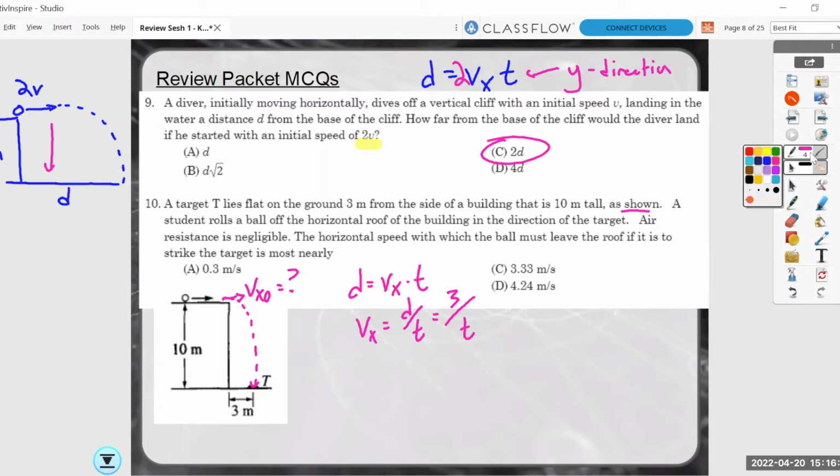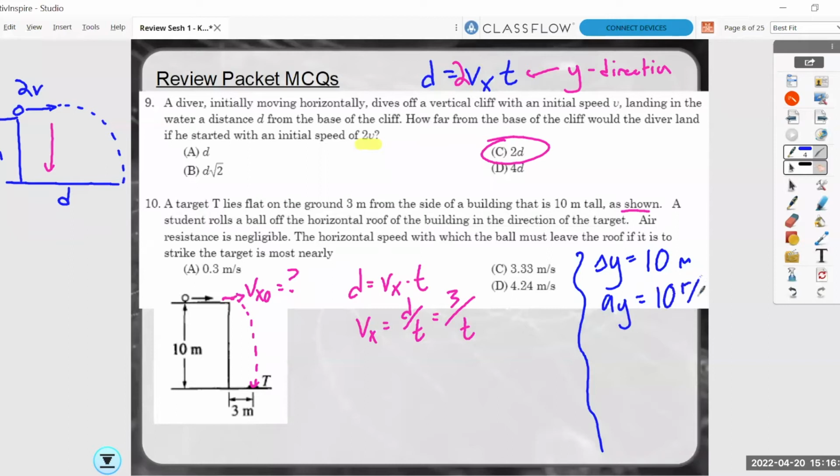And to figure out how long it takes to hit the ground, we got to switch gears to the y direction. Let's look at the y direction for a moment. We know a couple things in the y direction, right? In the y direction, it goes 10 meters. We know the acceleration in the y direction is 10 meters per second squared, or you can always use 9.8. You'll always have it as most nearly, so if you use 9.8, you pick whichever number is closer. And in this case, the really important thing to note is what's our initial y velocity? They don't give it, and that's actually really important.